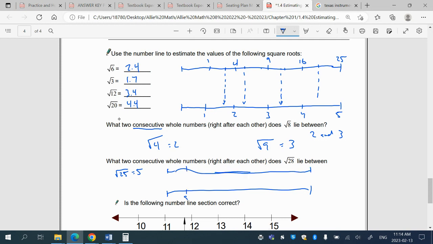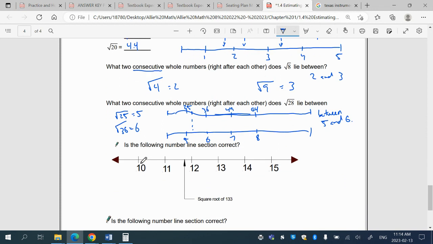So we can do here 5, 6, 7, 8. That's going to be 25, 36, 49, 64. And the square root of 36 equals 6. Since 28 is between 25 and 36, about there, it's going to be between 5 and 6. Actually, the first questions on the practice sheet are basically this.